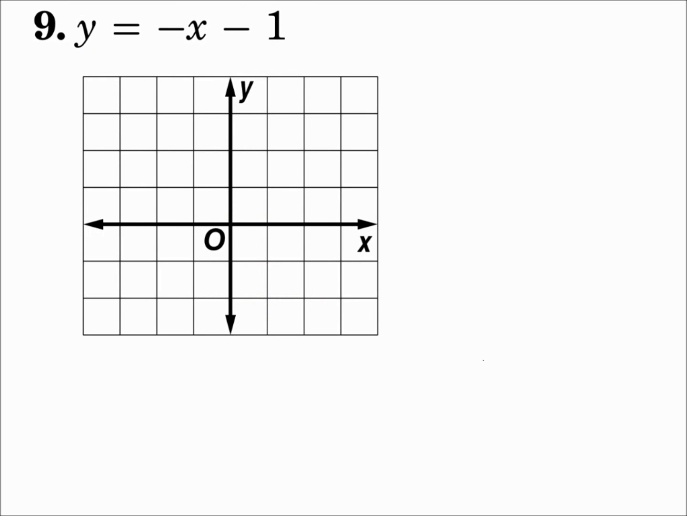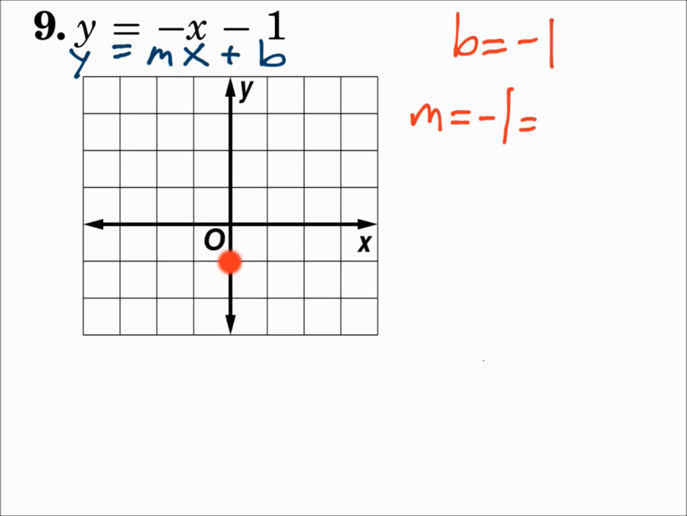Number 9. Y equals -x minus 1. This is already in slope-intercept form. Y equals mx plus b. To graph, start with the y-intercept. b is -1. So put a point at -1 on the y-axis. Then use the slope to find the next point. The equation says -x, which we know is really -1x, so the slope is -1.